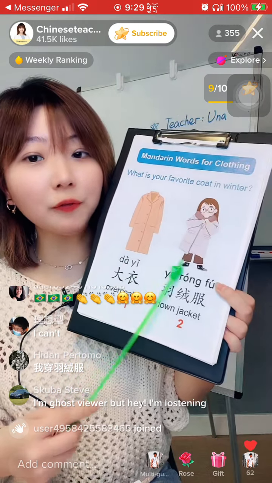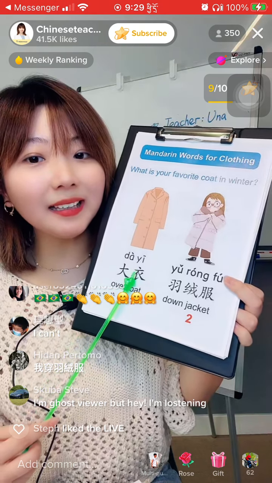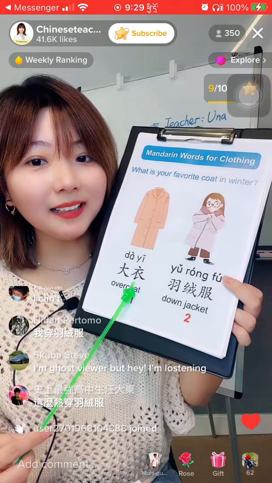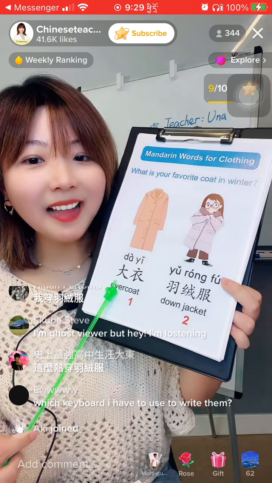Let's compare the two different kinds of clothes. Number one, the coat is called 大衣, 大衣.